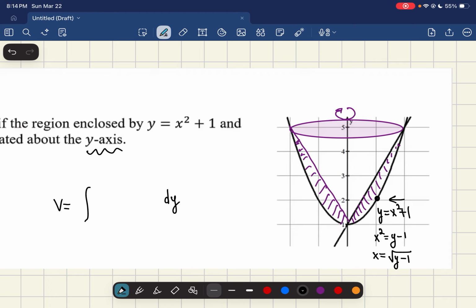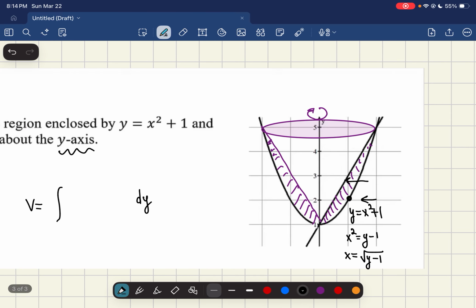And then the small radius function is over here. The small radius function is given by y is equal to 2x plus 1, which means that x is equal to (y minus 1) divided by 2. So the only thing left for me to find is basically the bounds, and the bounds are pretty obvious. The first one is 1 and the last one is 5. So this gives me that the volume of the solid is going to be the integral from 1 to 5.